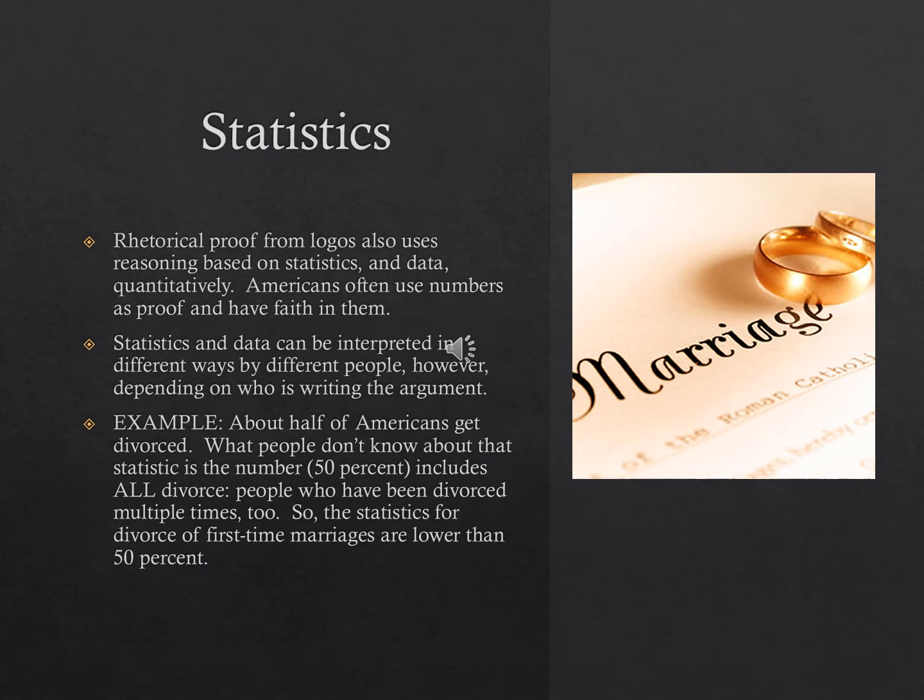That statistic has been the same for probably 40 to 50 years now. What people don't know about that statistic, however, is the number includes all divorce, people who have been divorced multiple times. The statistics for divorce of first-time marriages are actually lower than 50%. But if you take all marriages together, that includes first-time divorces plus those who have been divorced 7 times, then you come up with a 50% number.